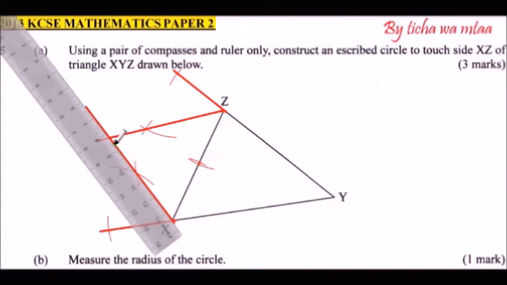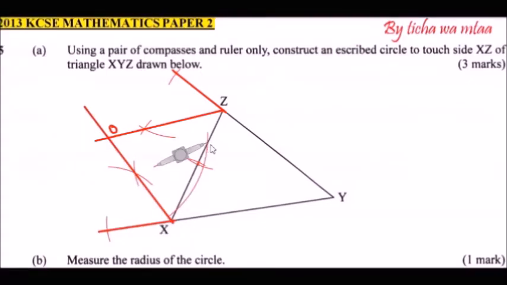Now, when you have the center of the circle, you need to know the radius. Some of the students approximate, that is, you put your compass here and you extend to where it will touch X and Y, but the best way is to draw a perpendicular line from there. Here, this point we can label it O. Draw a perpendicular line to XZ, and that will give us the radius of the circle. So let's go ahead and do that.